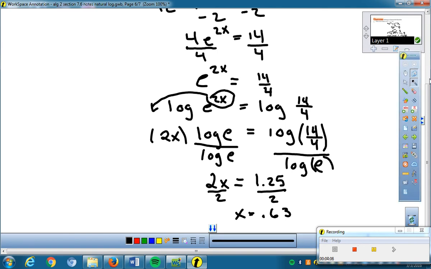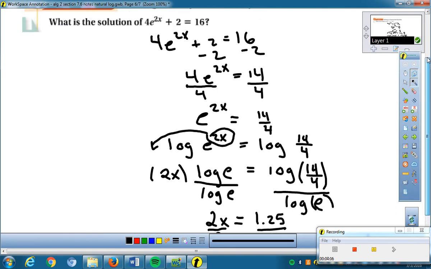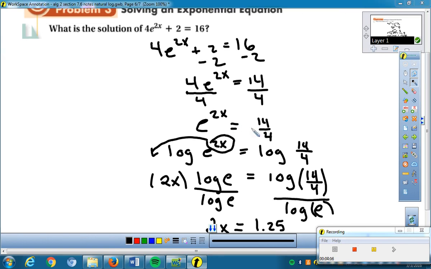Okay, I want to show one other thing that we can do with this problem once we have the e to the 2x equals 14 over 4. So, we'll call this method 1.